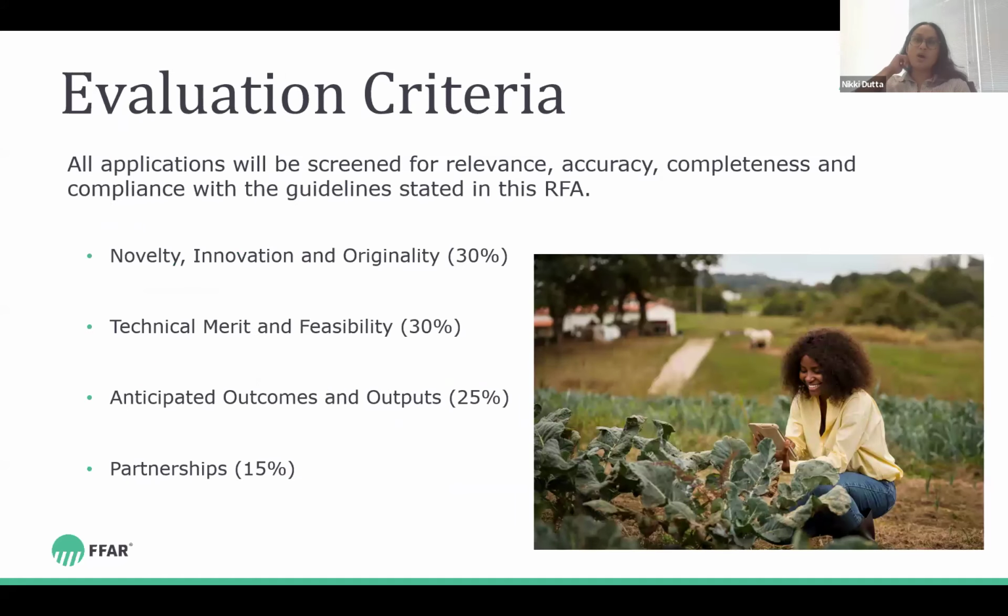Our evaluation criteria is segmented into 4 main categories. And these include novelty, innovation, originality; technical merit and feasibility; anticipated outcomes and outputs; and partnerships. Again, the full details of each criterion is listed in our RFA.